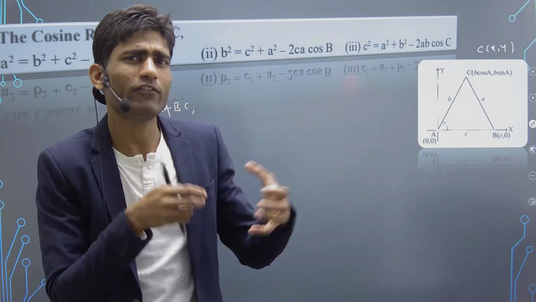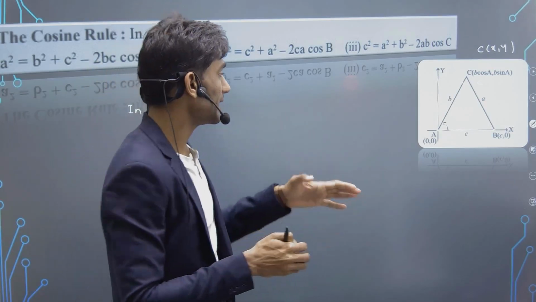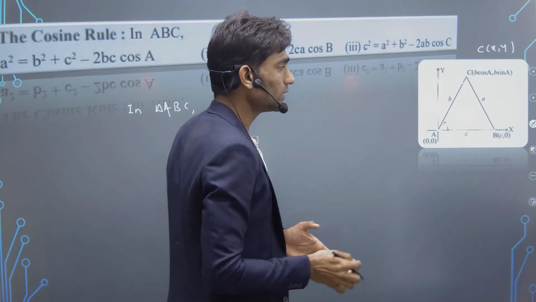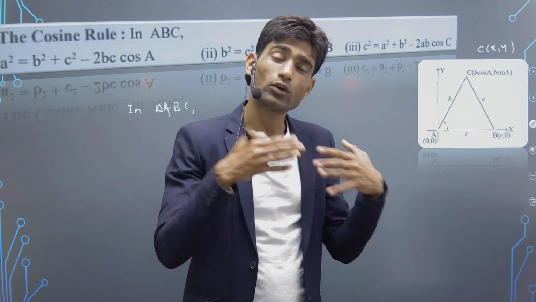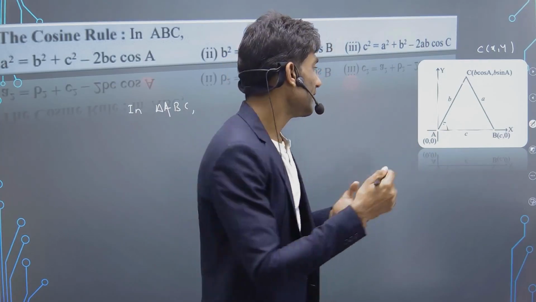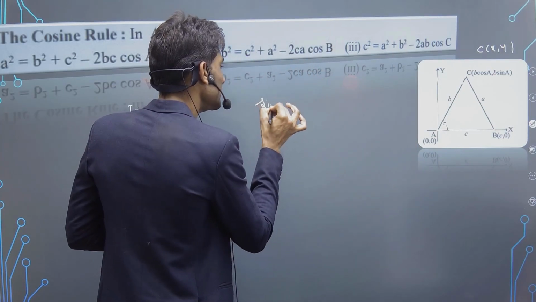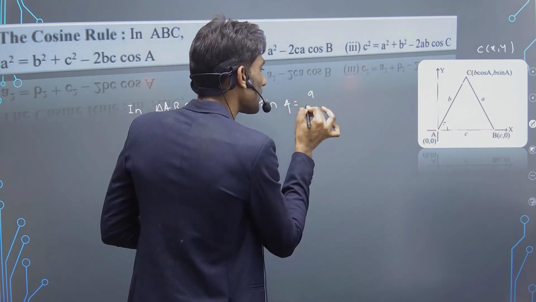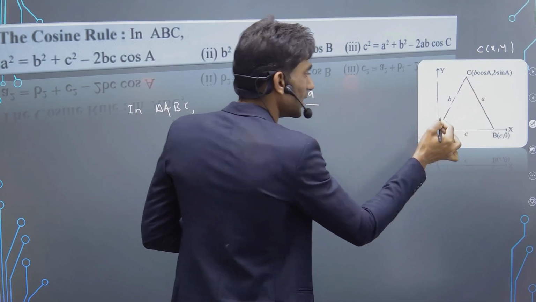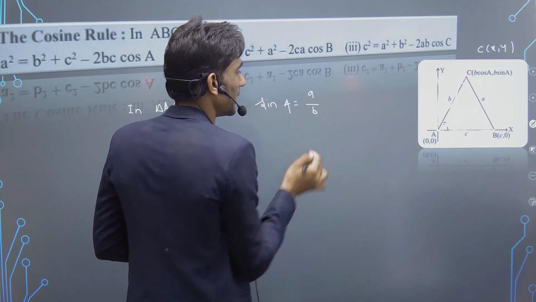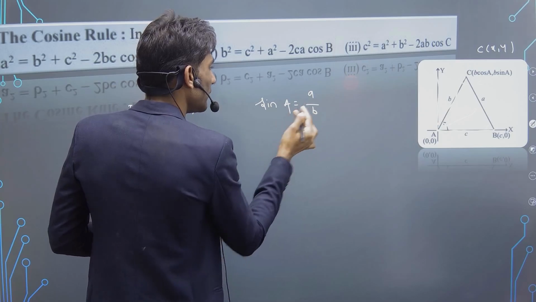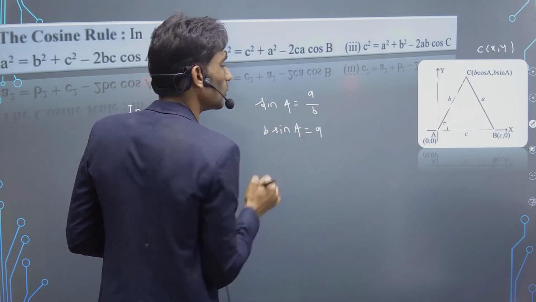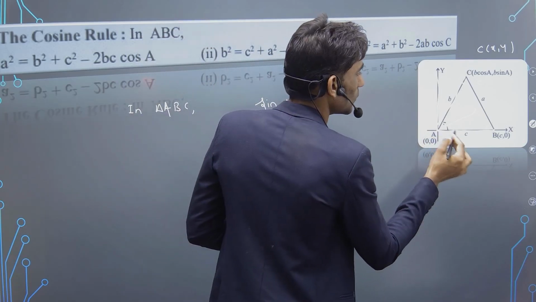So how can we find that x and y? If you want the coordinates with respect to angle A, we use sin A and cos A. Let me explain how these coordinates are coming. Sin A is the opposite side upon the hypotenuse, that is, a upon b. So for finding the value, we can write it as b sin A, which is equal to small a.